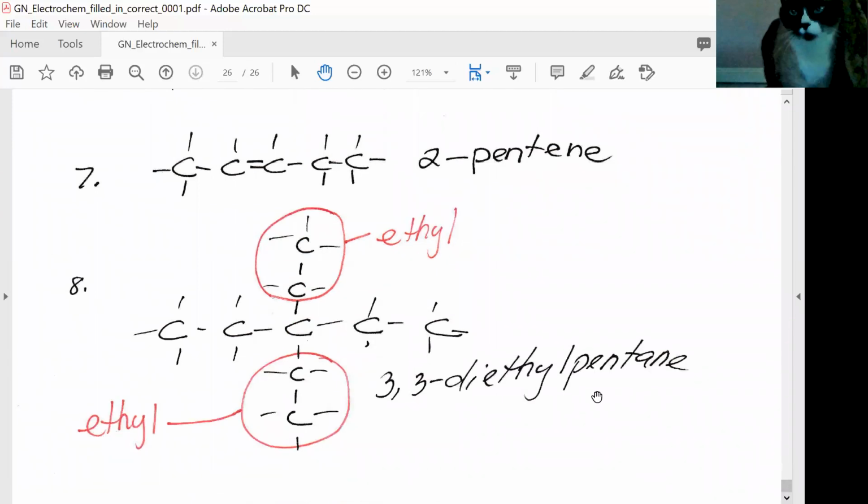Okay, so this one, our longest chain is 1, 2, 3, 4, 5. That's our pentane. This is the ethyl group. This is the ethyl group. That's our diethyl. They're both on carbon 3. Each of the ethyl groups needs a number. That's why it's 3,3-diethylpentane.